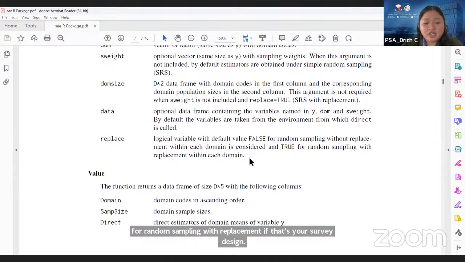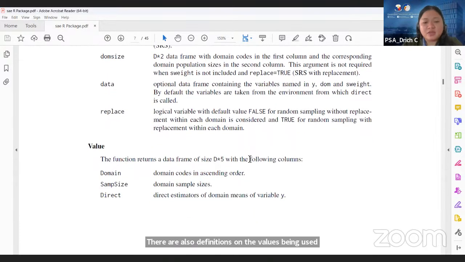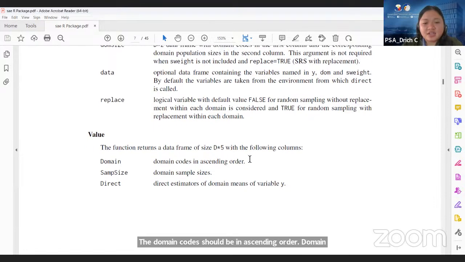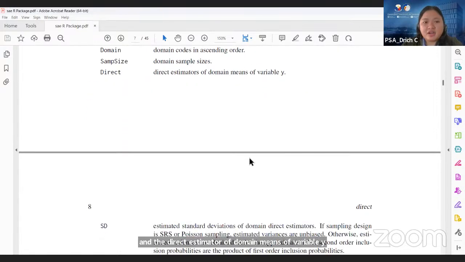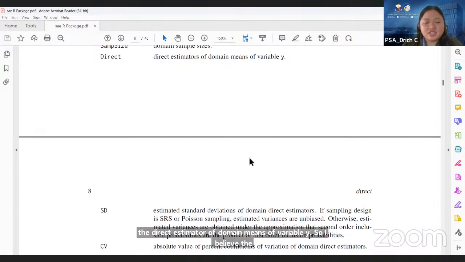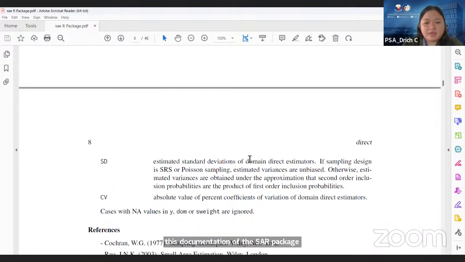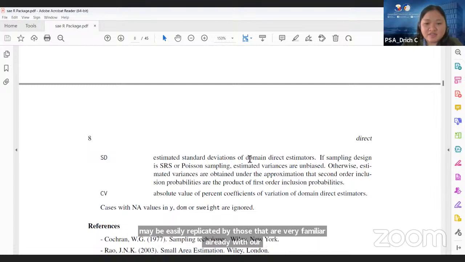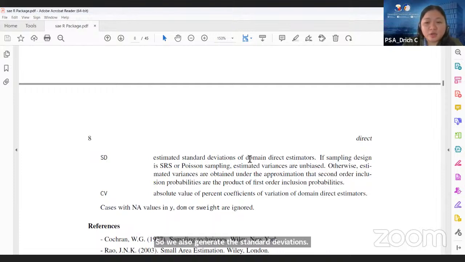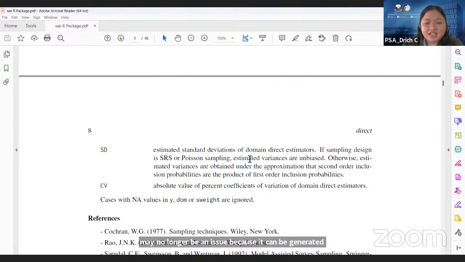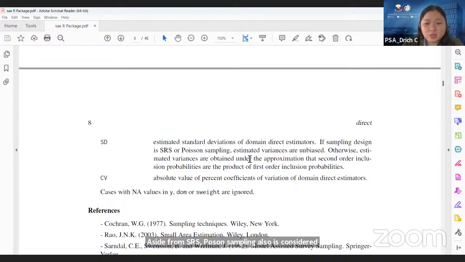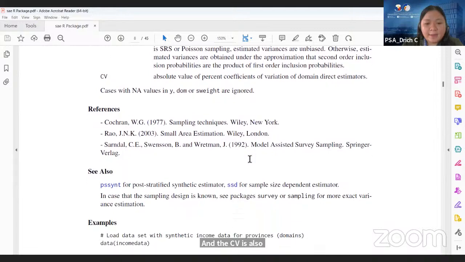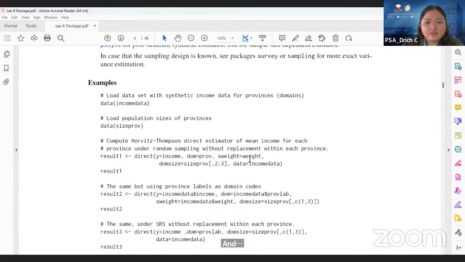There are also definitions on the values being used. For example, the domain codes should be in ascending order, domain sample sizes, and the direct estimator of domain means of variable Y. I believe this documentation of the SAE package is already pretty comprehensive, which may be easily replicated by those that are already very familiar with R. We also generate the standard deviations, so the formula for the standard deviation may no longer be an issue because it can be generated even for the sampling design. Aside from SRS, Poisson sampling is also considered, and the CV is also generated, and there are already examples on how to compute the direct estimation.